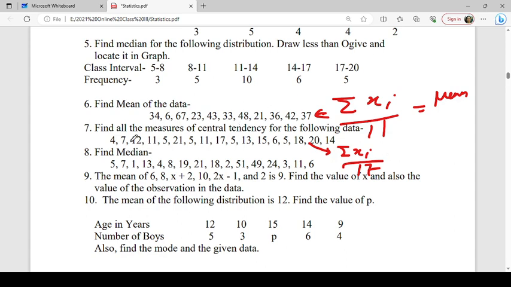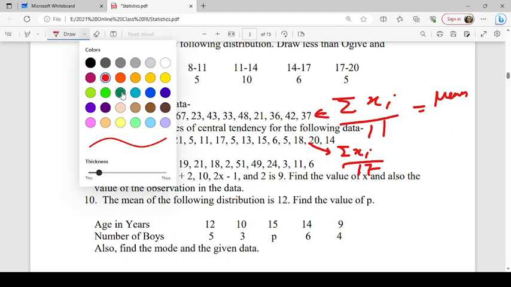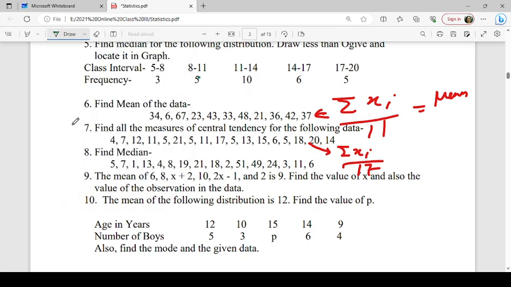Here we have to find all the measures, the median also. So we arrange the data in ascending order, and go on writing. 4 is the minimum. So 4, 5, 5, how many 5s are there? 3 fives are there.